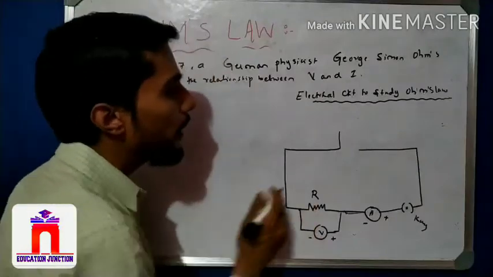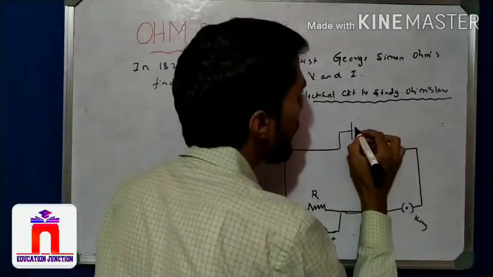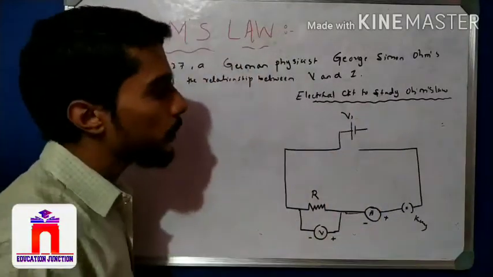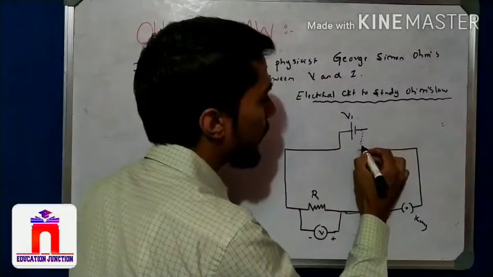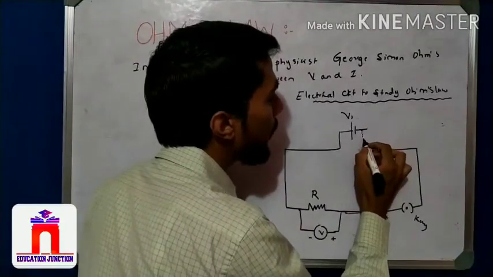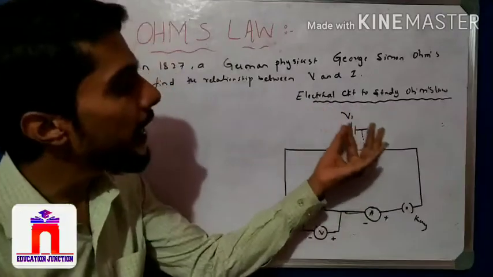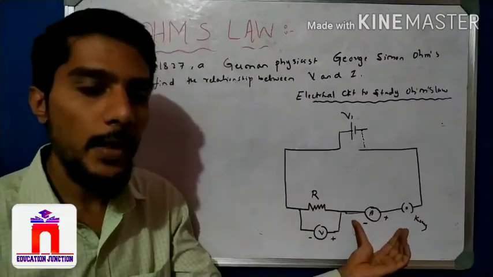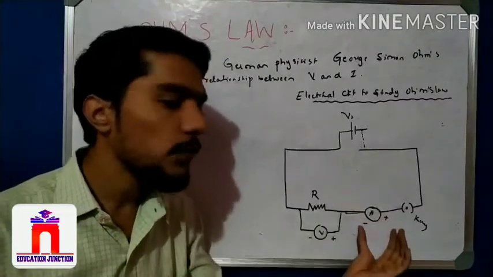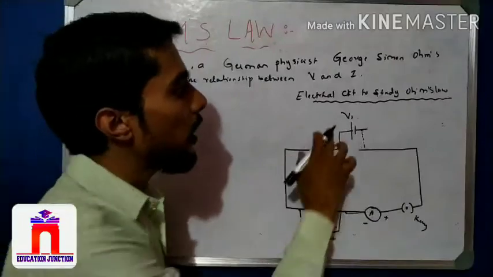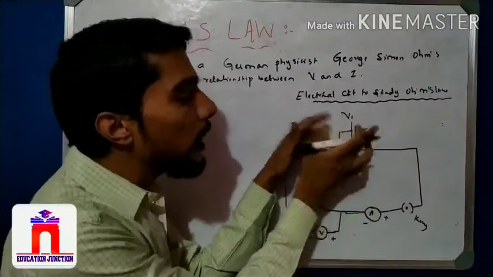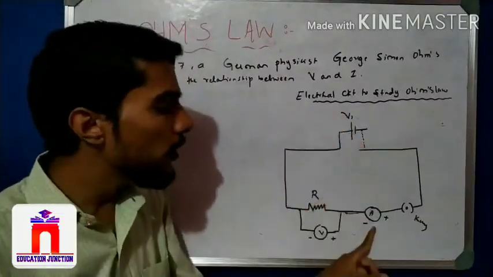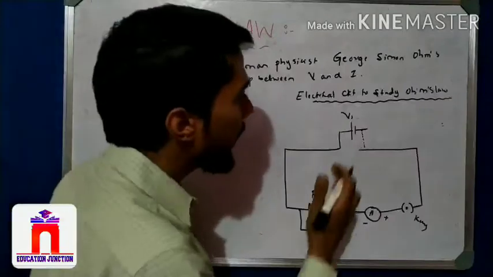Now what did Ohm do here? He attached a battery of some voltage V1, and when the potential difference is connected to the circuit, we observe that current flows in the circuit. Whenever a potential difference is applied, current flows. That is a common concept. Whether V1 is 1 volt, 2 volt, or 3 volt, he observed the flow of current.